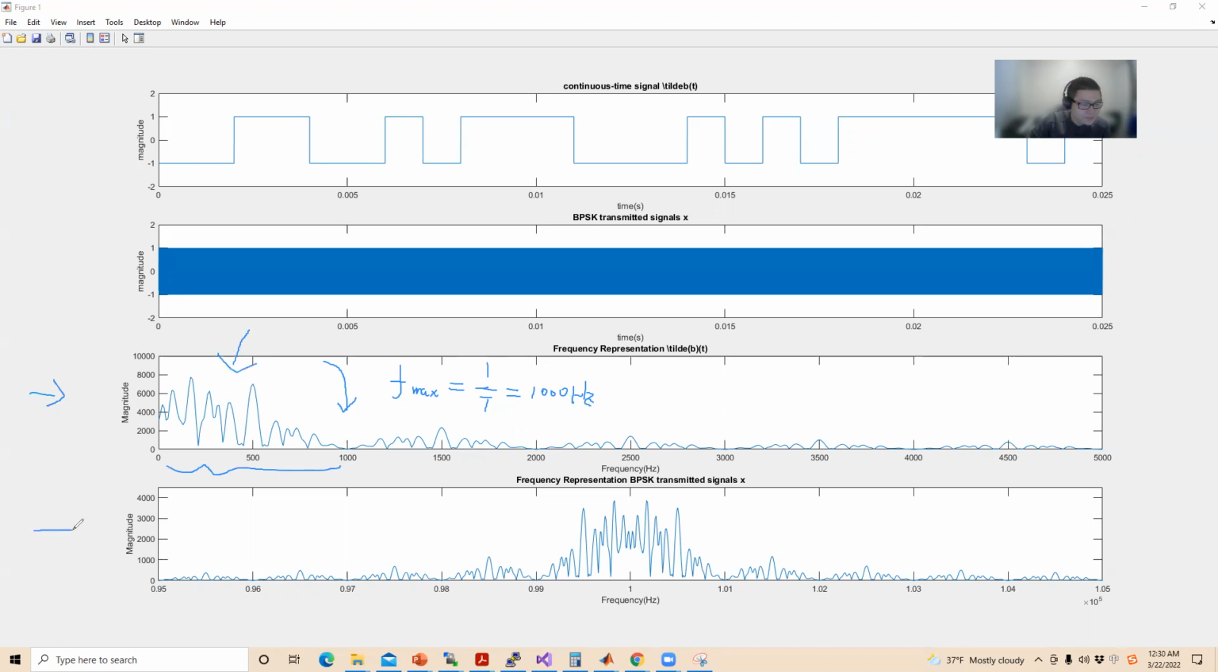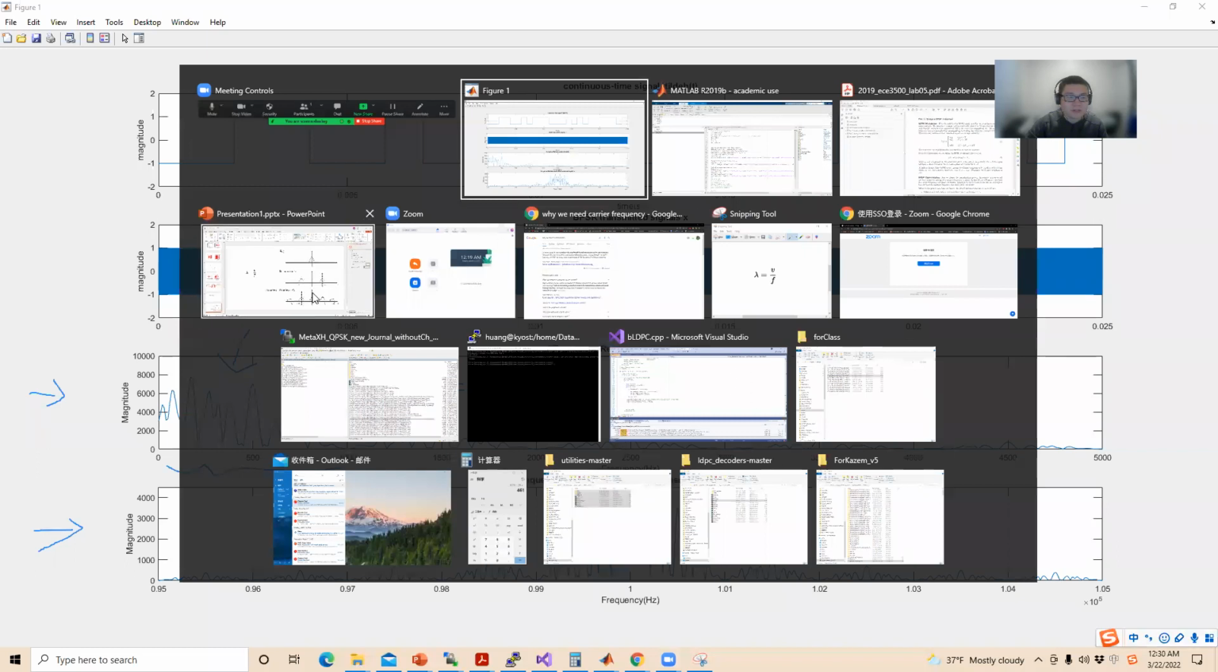And you can see, according to this frequency representation of the BPSK modulated signal, actually, you can see it. Okay, let me return to the.